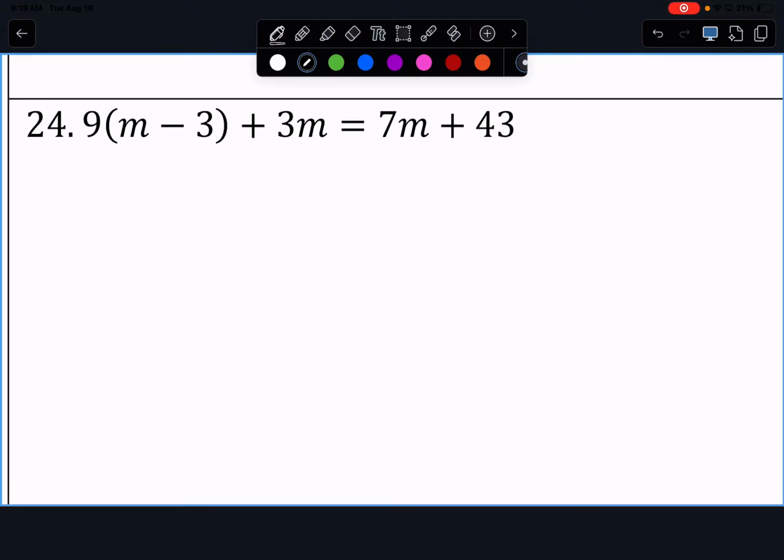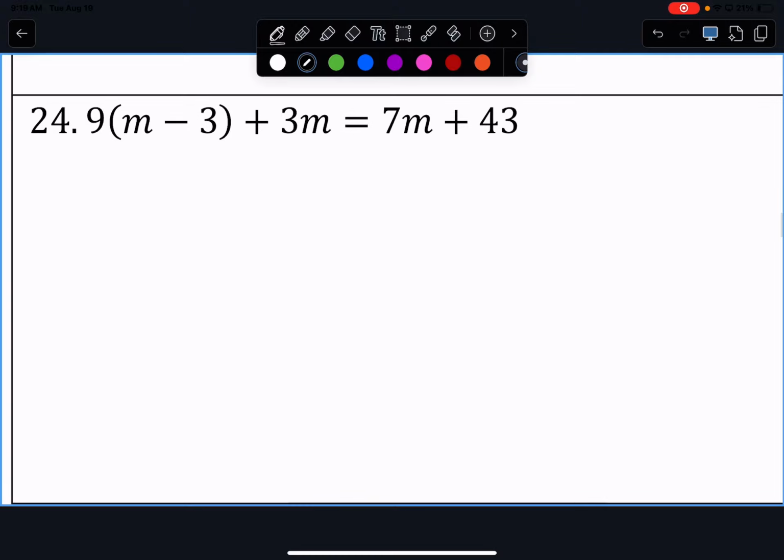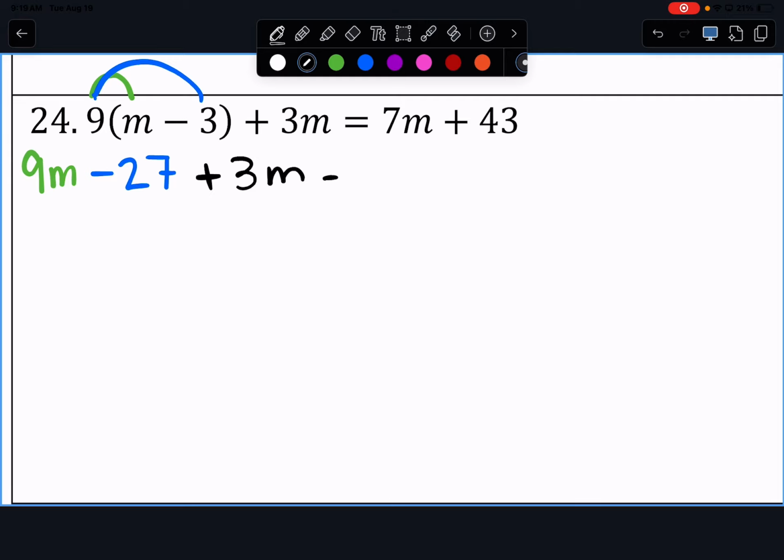All right, so for 24, what do I need to start with doing on 24? So distribute the 9. So 9 times m gives us, 9 times negative 3 is going to give us. And then what else do I need to put? Because nothing's happening. Is anything happening on the right side of the equals? So we just bring it down.